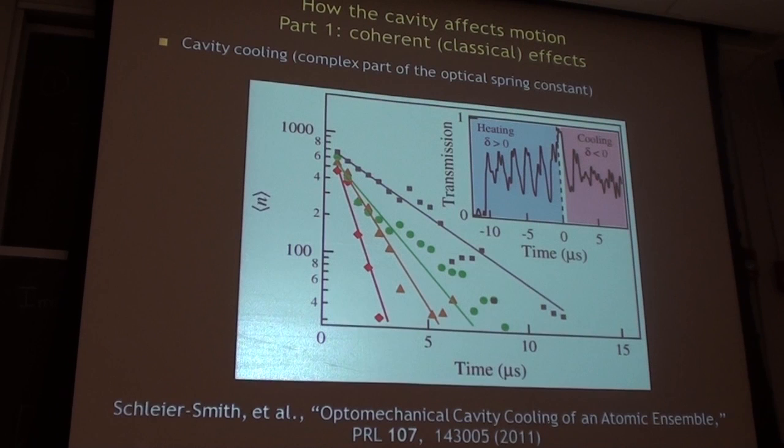But these guys managed to do it. They basically amplify the motion of the mechanical system like crazy, and then they turn around and they cool it back down, and they're able to see the cooling force having the right dependence. Again, a quantitative match with theory.